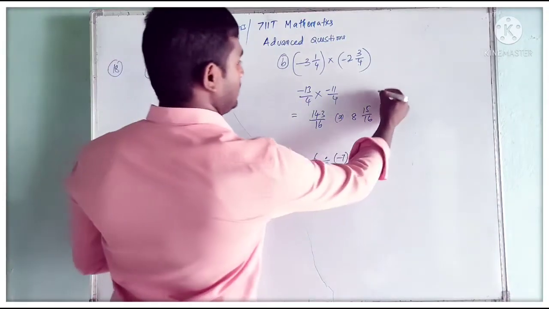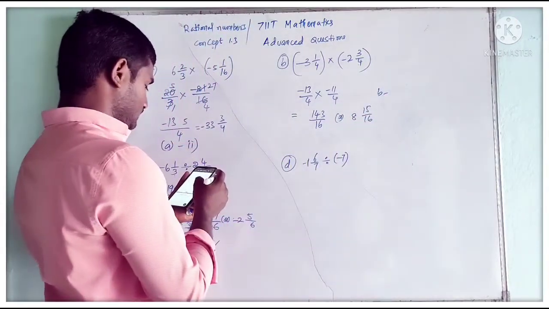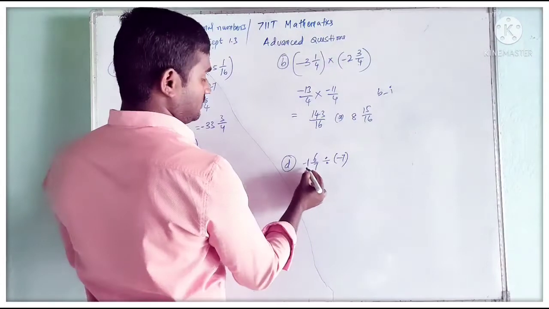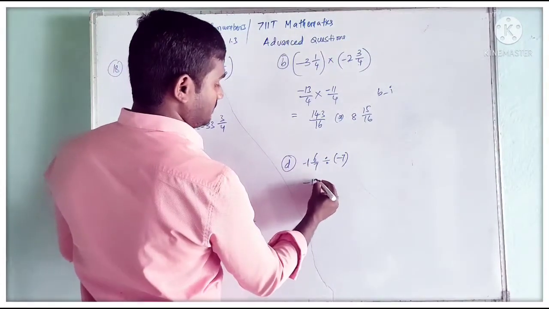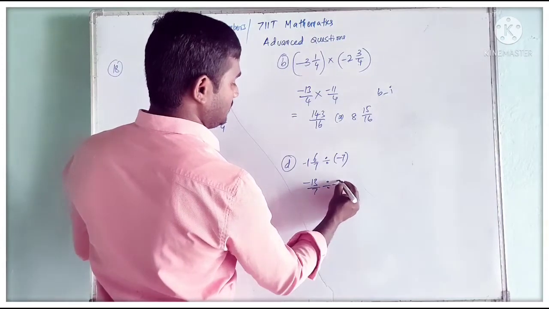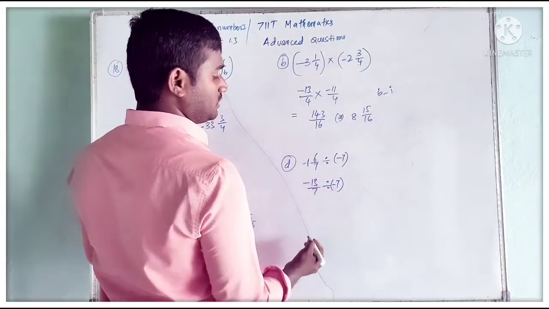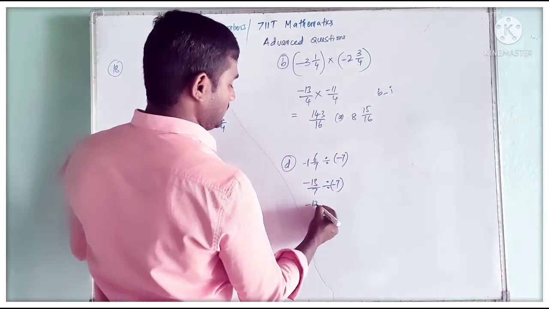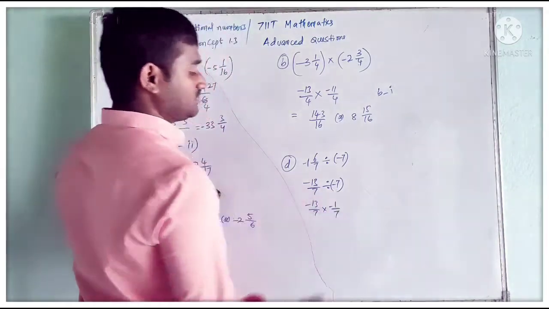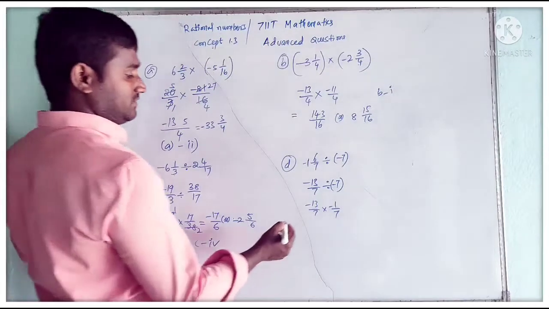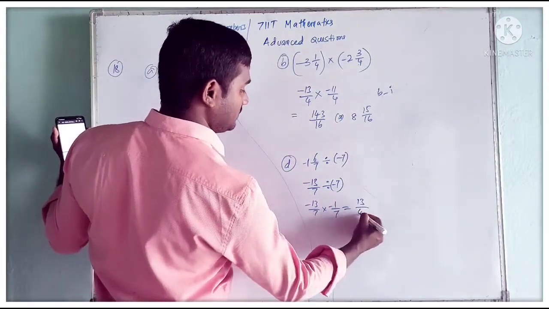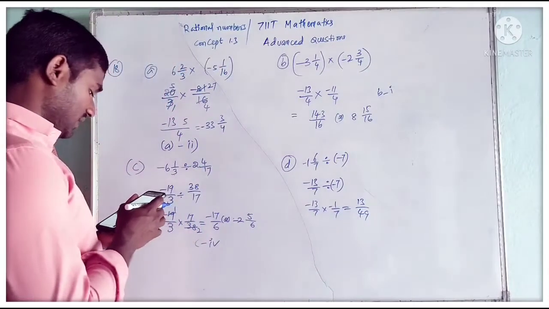Your option B is related to 1. Fourth one: 7 ones are 7, 7 plus 6, 13, minus 13 by 7 divided by minus 7. When we are dividing two rationals, we should take the reciprocal of the divisor. Minus 13 by 7 into minus 1 by 7, since the reciprocal of minus 7 is minus 1 by 7. Minus into minus is plus, 13 by 7 into 7, 49. So 13 by 49 is the answer.